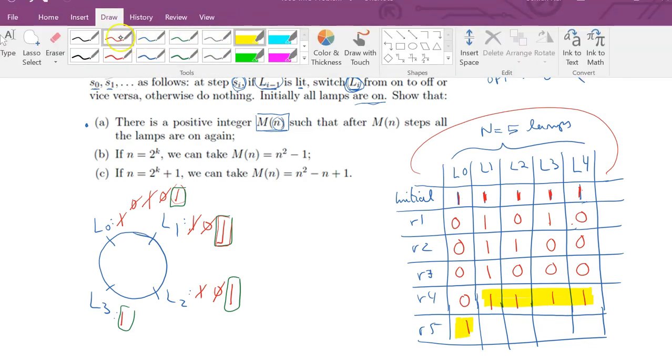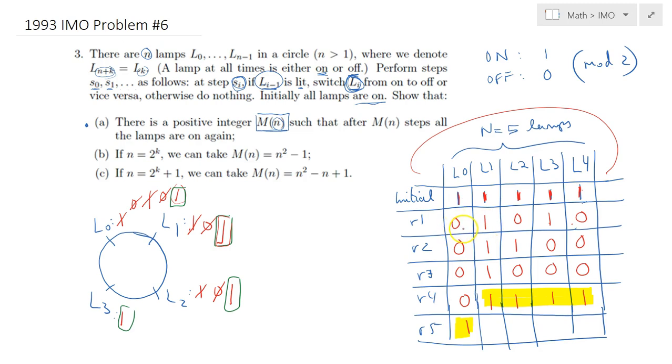So let's check. Let me count the number of moves. So we started from here: 1, 2, 3, 4, 5, 6, 7, 8, 9, 10, 11, 12, 13, 14, 15, 16, 17, 18, 19, 20, 21. After 21 operations, I performed these steps. After 21 steps, meaning I started with step S sub 0 and I went all the way to S sub 20. So it took me 21 steps, starting with S0 all the way to S sub 20, to come up with the situation all ones again, right? So we started with all ones, and we ended up with all ones again.